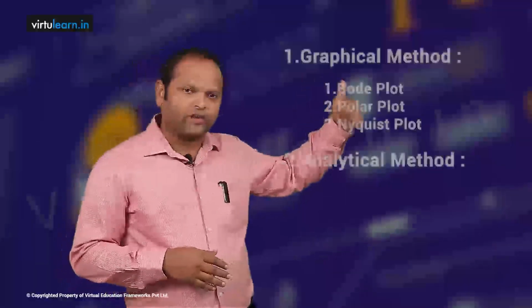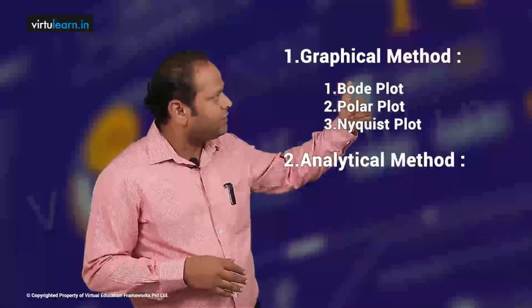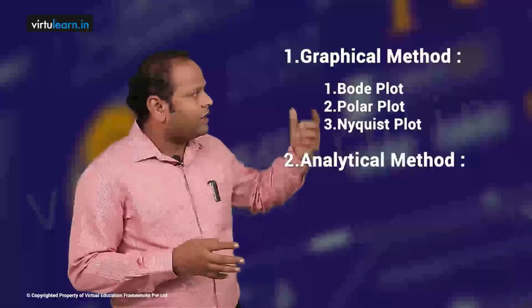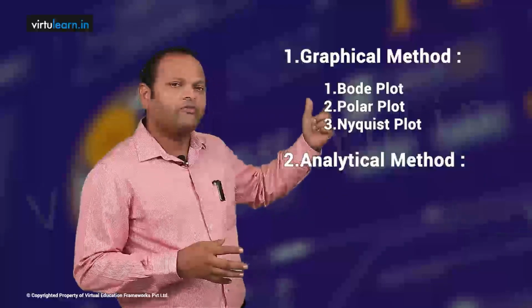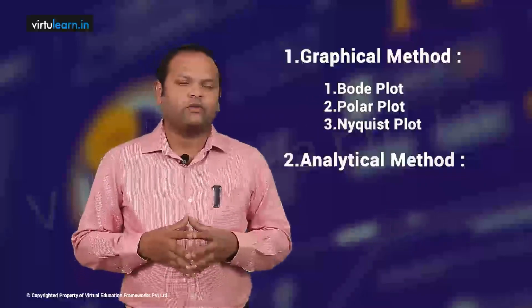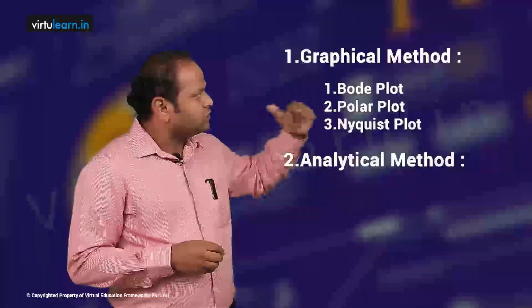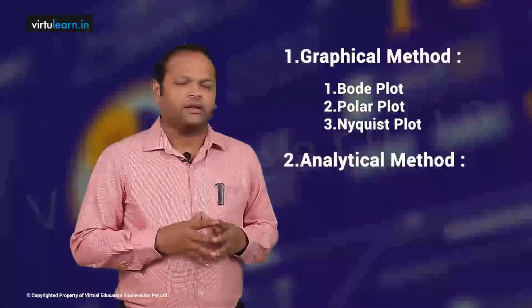Now we will see how to find gain margin and phase margin of the given open loop transfer function analytically. There are different ways to find gain margin and phase margin. One method is a graphical method, where we have Bode plot, polar plot and so on. And also we have the analytical method, where we do all the calculations and find out what the gain margin and phase margin of the open loop transfer function are. So let us take the analytical method here.